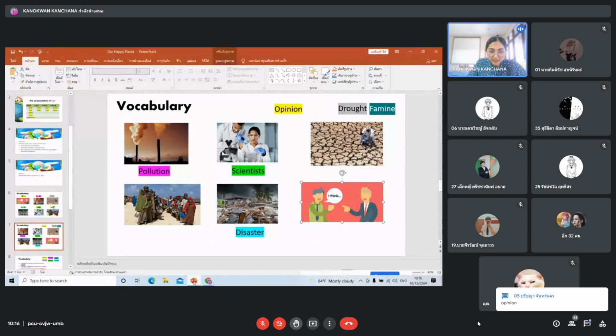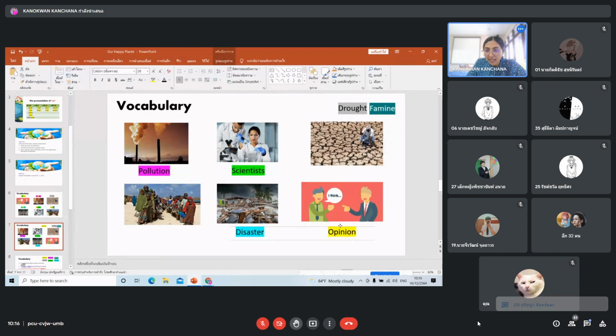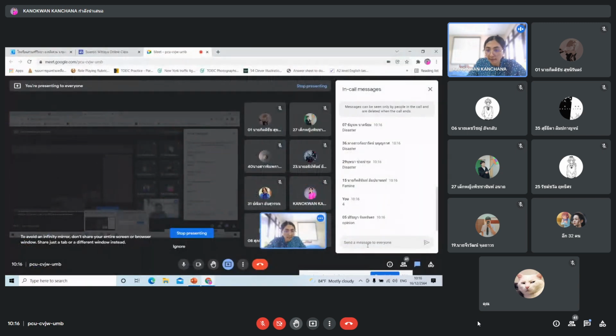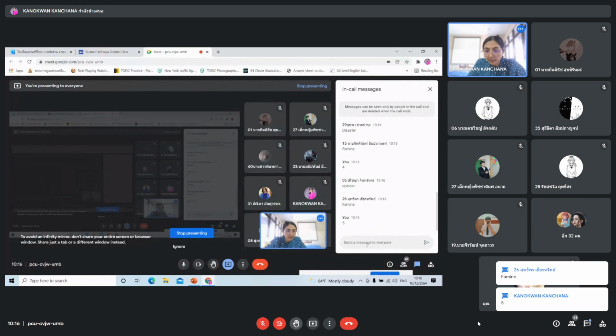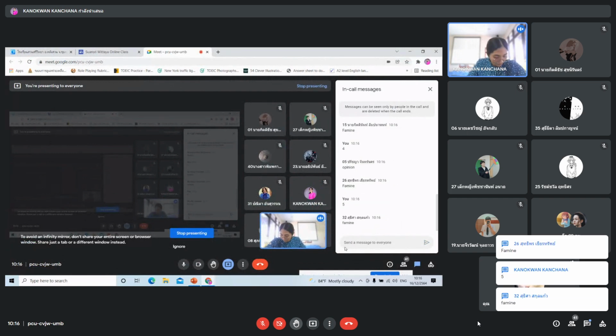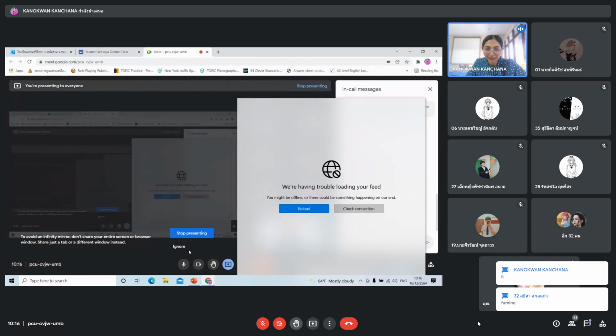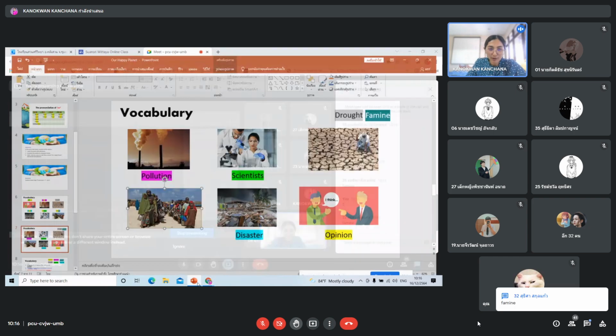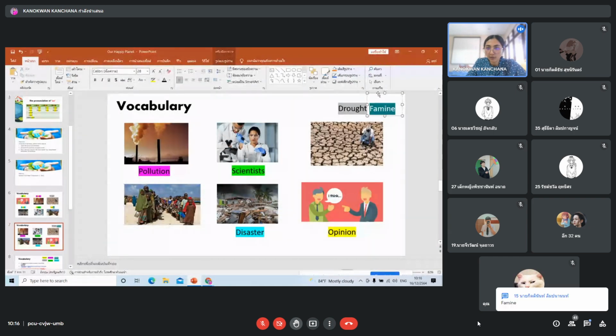How many students mentioned this to me? Opinion, that's great. And this one, everyone, with the people carrying their containers and waiting for food. They are waiting for food, everyone. Number 5. So Tipon, thank you very much. You are faster than me already. Yes, of course. And famine. Lastly, everyone, with this one, it's drought.